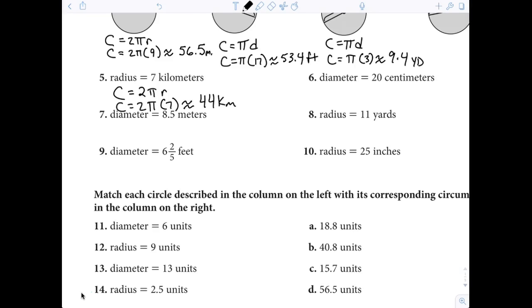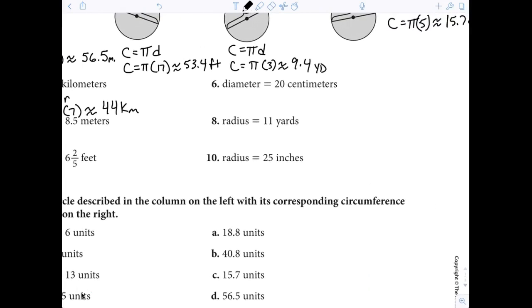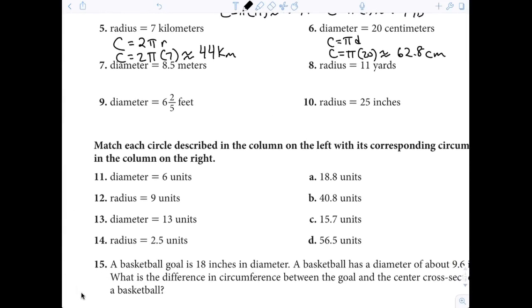Okay, Jack, tell me about number 6, please. And don't forget the units. All right, Leighton, you're up, number 7. What do I got, buddy? For number 7, so you would just do 8.5.